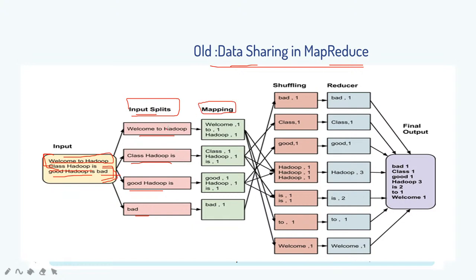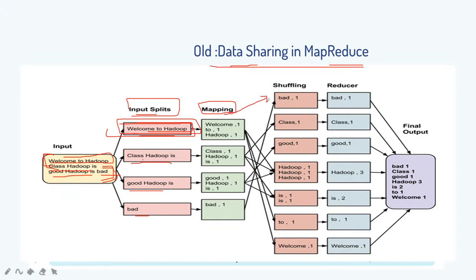Mapping is nothing but here we have welcome to Hadoop, right? So welcome to Hadoop means welcome will be repeated one time in the particular split, and then to will be repeated one time, and Hadoop will be repeated one time. So based upon the splitting, it divides the words and maps each, class Hadoop is, and good Hadoop is, and bad Hadoop. So like that it will match each data, then automatically it will shuffle the data.